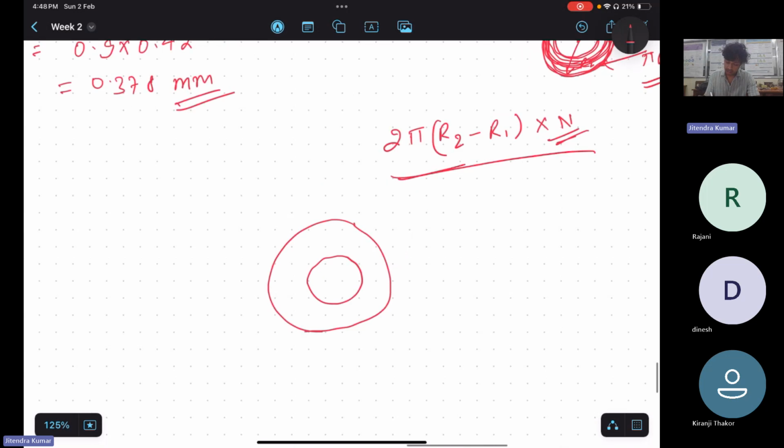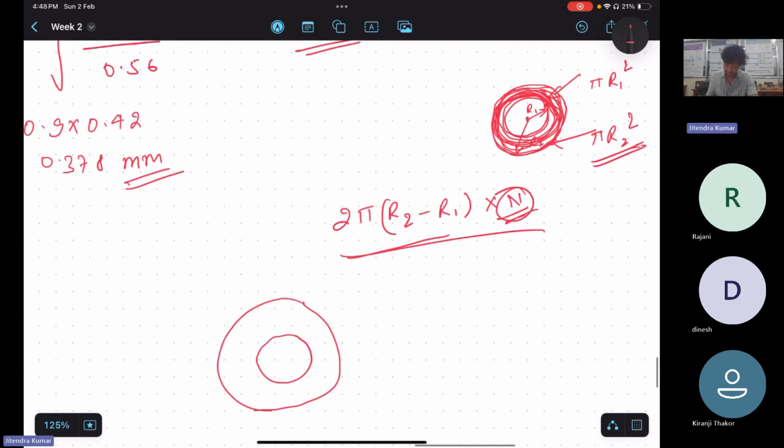But simply 2 pi R2 minus R1 will not give it. If you are multiplying with N, then it is making sense. I will not say it is not making sense. It is making sense, but we will have to see the difference between them.